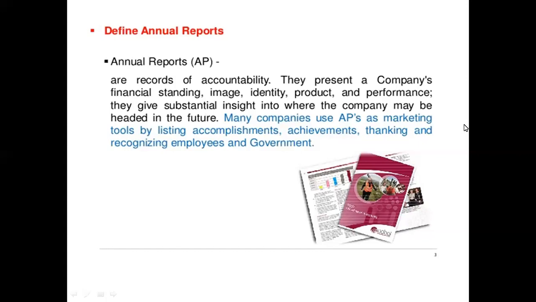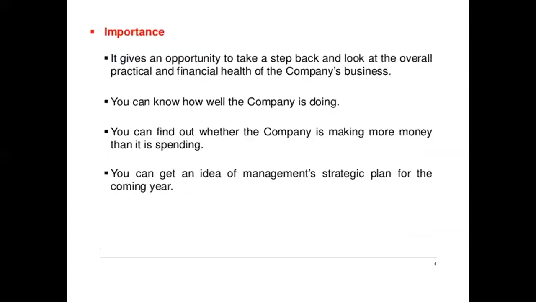Then we head towards the second part, its importance. Why, what importance does it carry? It gives us an opportunity to take a step back and look at what we have done throughout the whole year. For that reason we write a technical report, and we also try to know whether the company is doing well or we need to do better. So for this reason we write it.